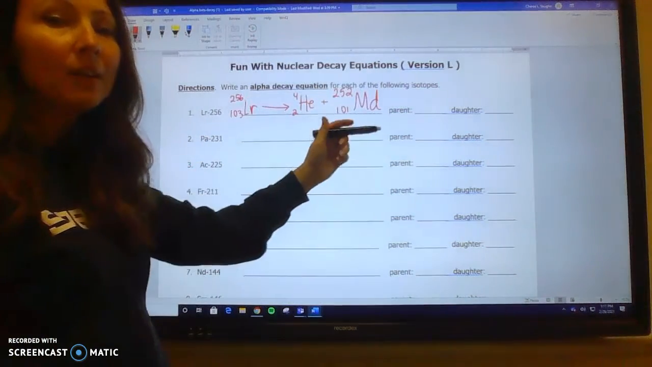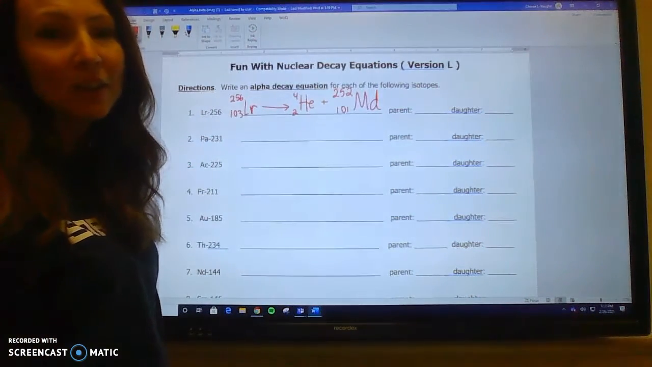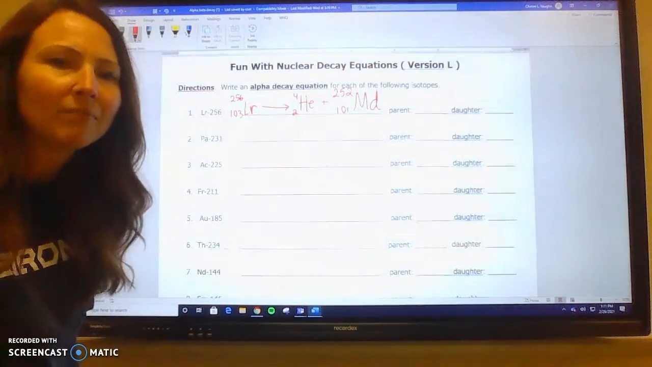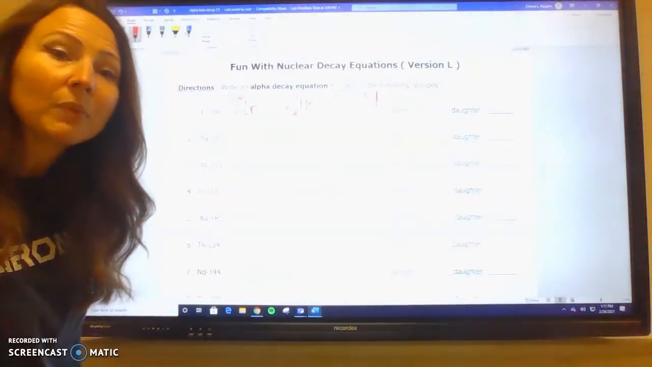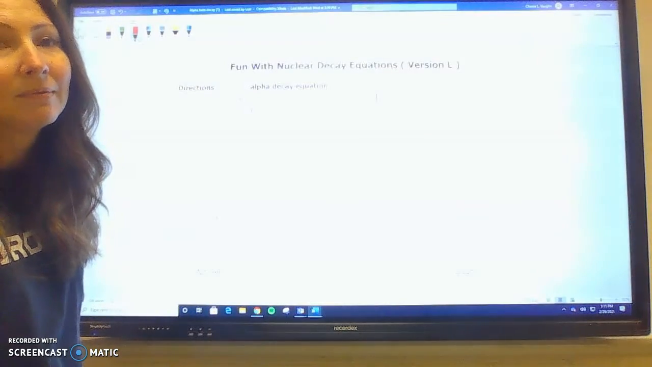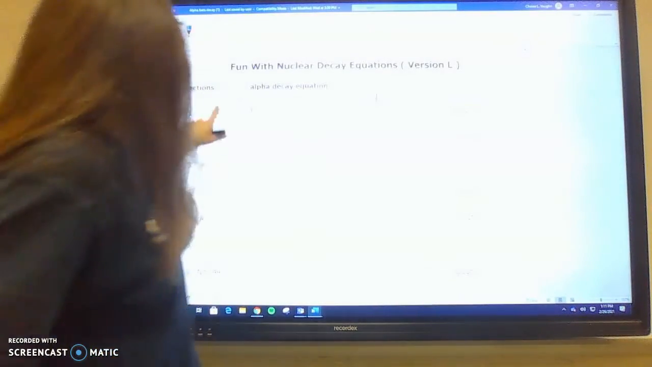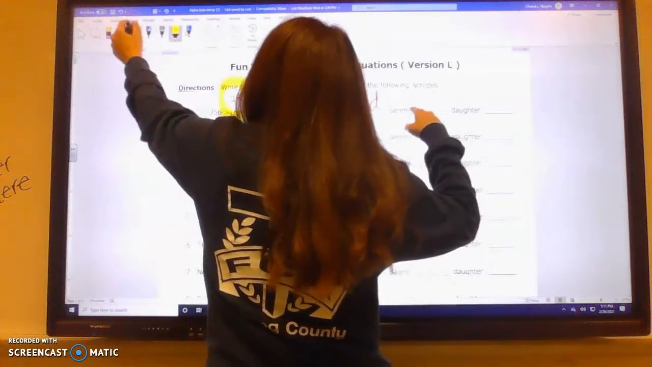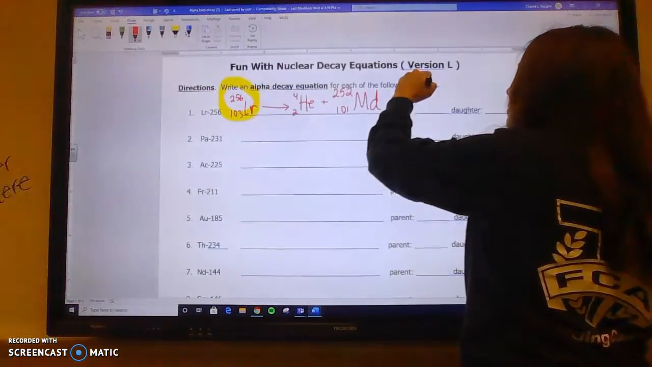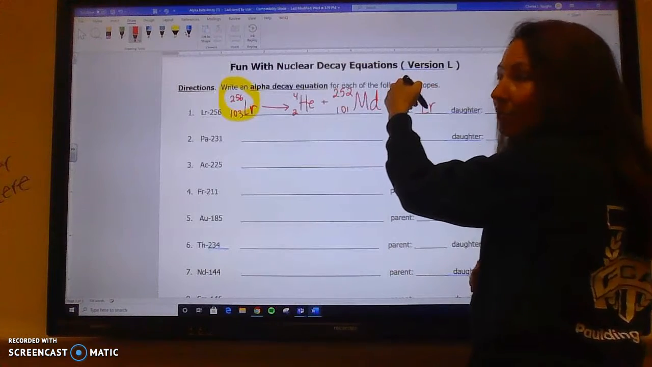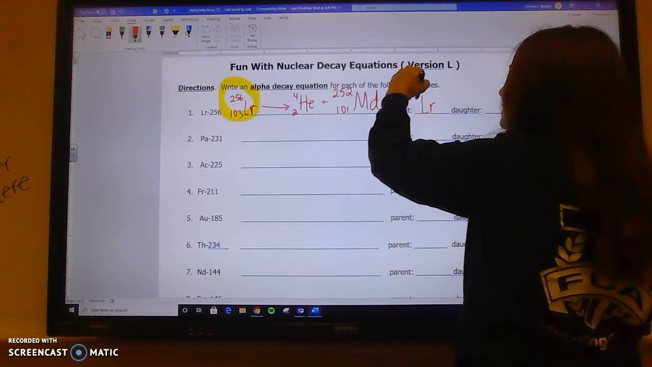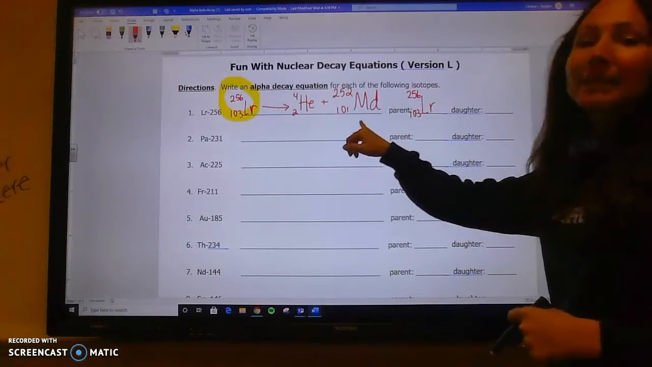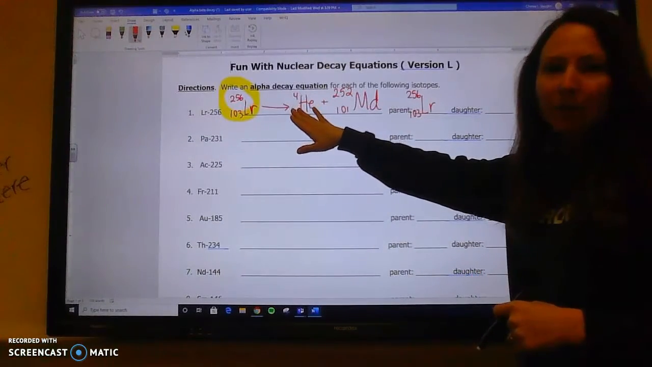Okay? Now, there's a couple of blanks that we have to fill in over here, and it's asking which one's the parent, which one's the daughter. So you tell me, which one's the parent? Is it what we started with or what was formed? It's what we started with. So I'm going to copy this back down right here as my first blank over here. So my parent is LR. Write the numbers in, okay, 256 and 103. And then the daughter is the one that you formed, not the alpha particle.